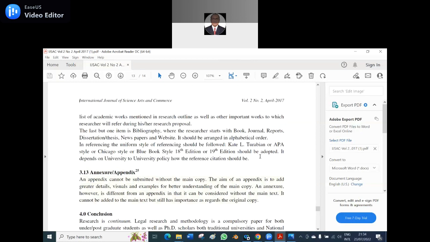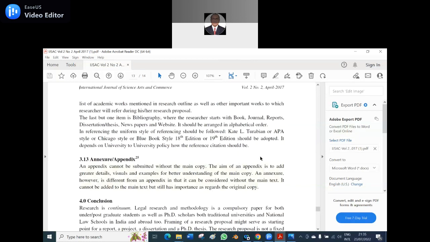The aim of the appendix is to add greater details, visuals and examples for the better understanding of the main copy. The annexure, however, is different from the appendix in that it can be considered without the main text. So it cannot be added to the main text, but still has importance as regards the original copy. Yes, the questionnaire should be included over there, and sometimes even enactments are also included in the form of annexure.